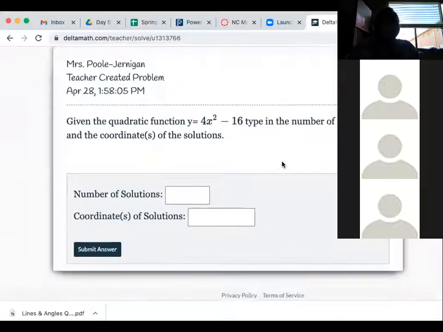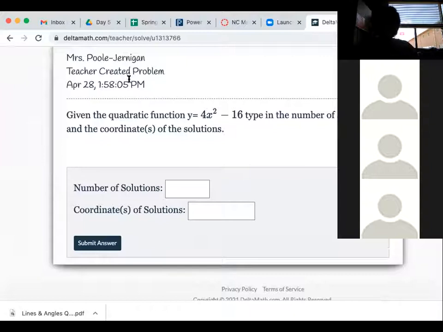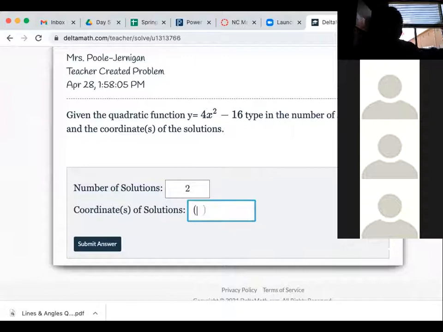I think most of you got number 6 right. Do y'all see where it says teacher created problem? That means Delta Math will not grade it. Who has to grade it? The teacher. So it probably marked all of y'all's wrong. Did you guys get 2? And then for your coordinates, did you get -2, 0 and 2, 0? If you didn't put the word and, that's fine. I got to go back in and grade it, and I'll mark it right.